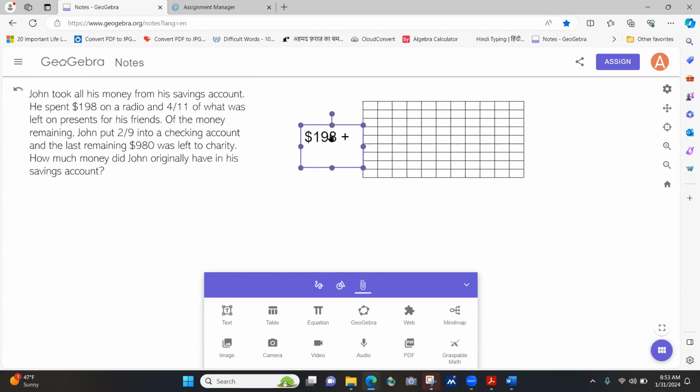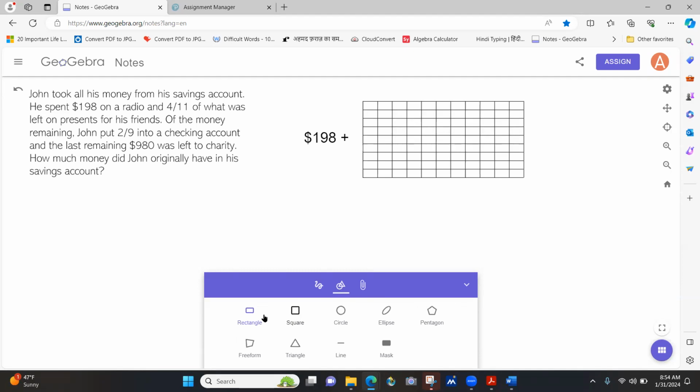So this money was spent on radio, and 4/11ths of what was left. 4/11. So remember, 1, 2, 3, 4, 5, 6, 7, 8, 9, 10, 11. So 4/11ths would mean this. Let's see how we can do it. This is 4/11ths. 1/11th is a column. 4/11ths is 4 copies of that. I'm going to make it yellow.